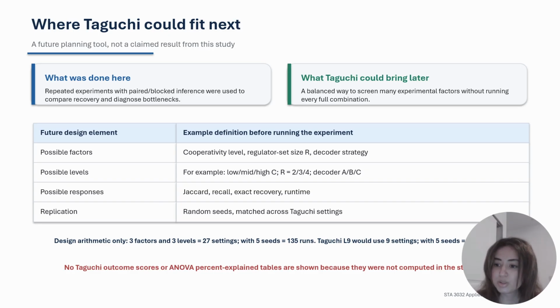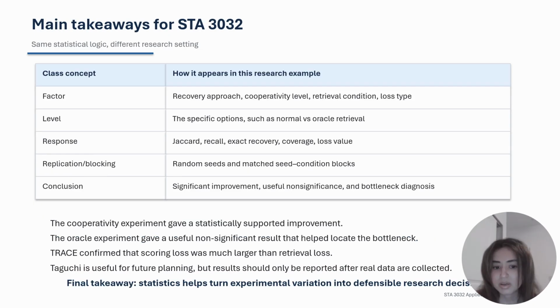I will finally close by connecting the statistical results to the main research question in the next slide. So we began our presentation with one main research question: can a model recover a complete regulator team for a target gene? Then the later questions were statistical questions, and they were designed to answer specific parts of that broader problem.